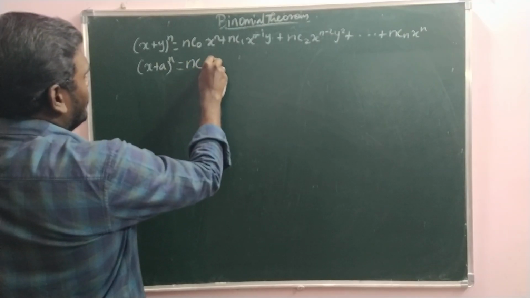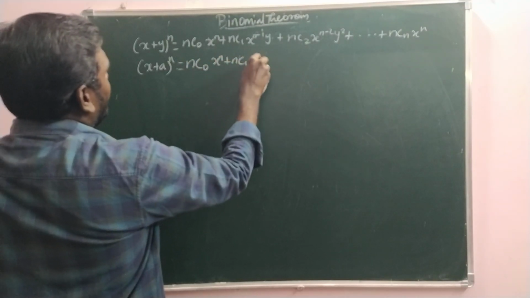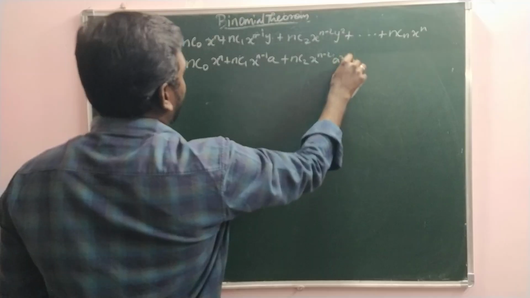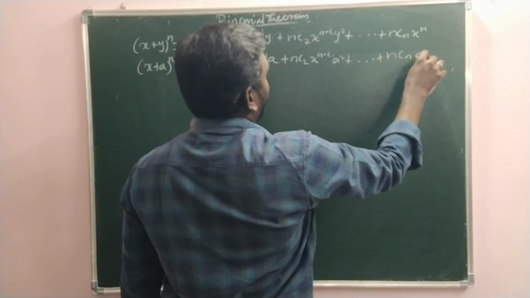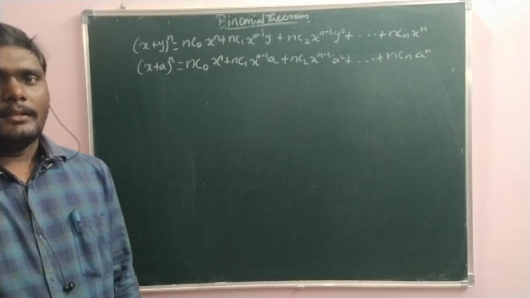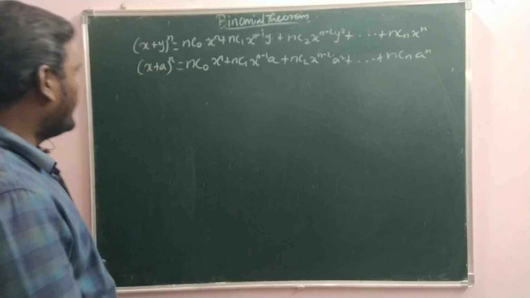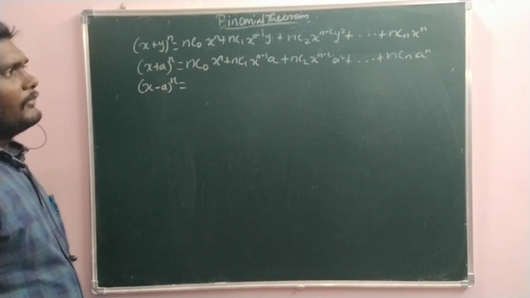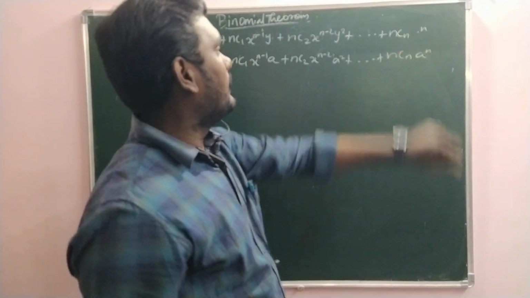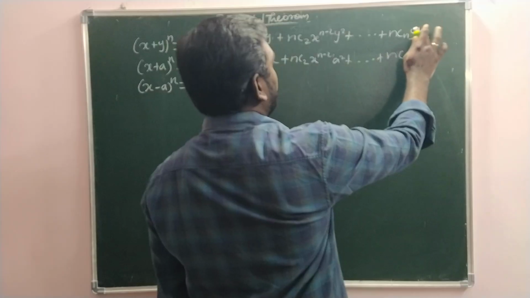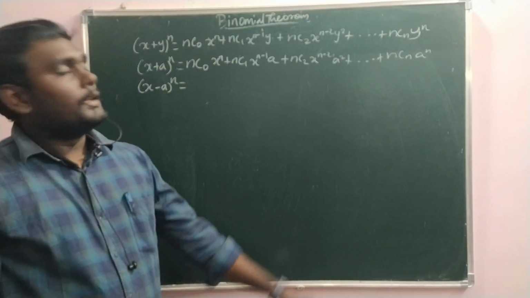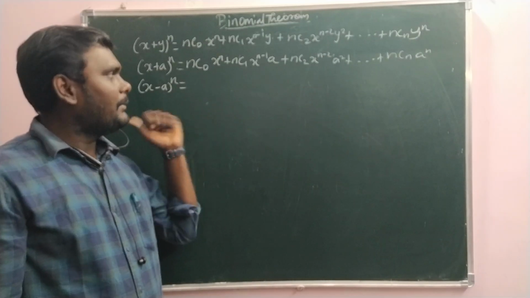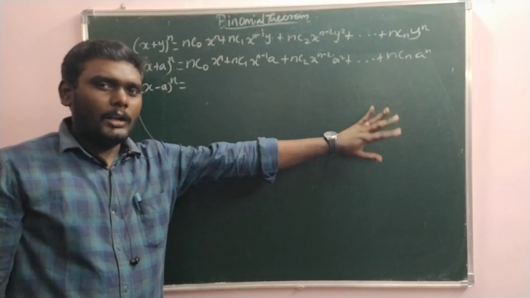So we'll have nC0 x^n + nC1 x^(n-1) a + nC2 x^(n-2) a^2 + and so on, nCn a^n. Where y^n should come, at last, oh, I wrote x^n, sorry, my bad. This is y^n. Now a is substituted. Did I write a correctly? Yes, correctly.